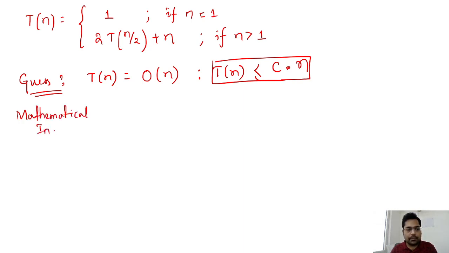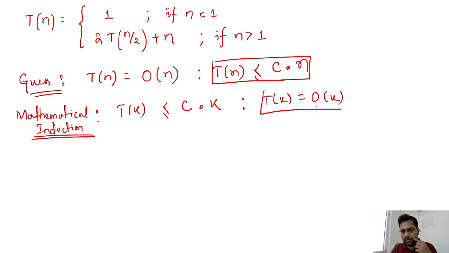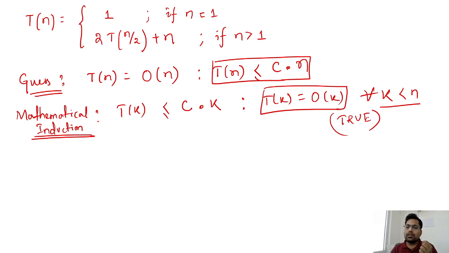Mathematical induction, or you can say inductive process or inductive procedure. Here we say k is a variable that I introduce, and we say it's true for c into k, where T of k is big O of k, for all k less than n. We assume that this is true. Then to verify whether our guess is correct or not, you can go for a proof. Proof of the guess, or proving the guess, you can write.